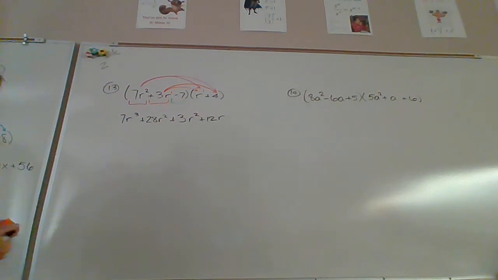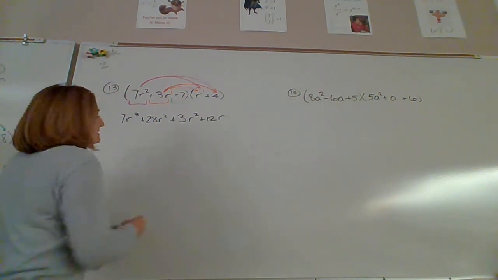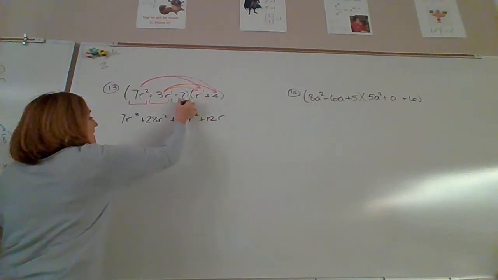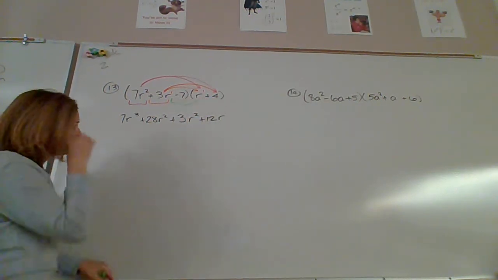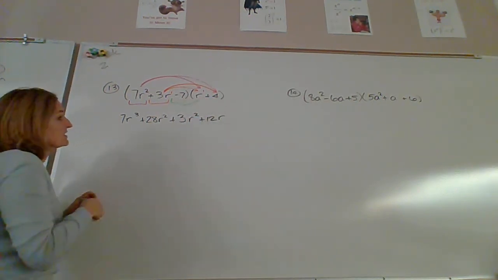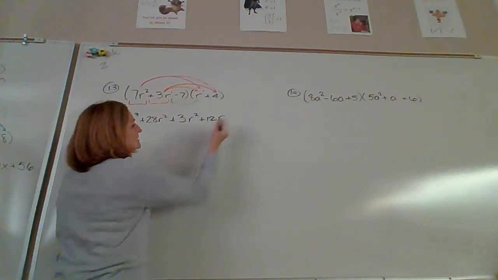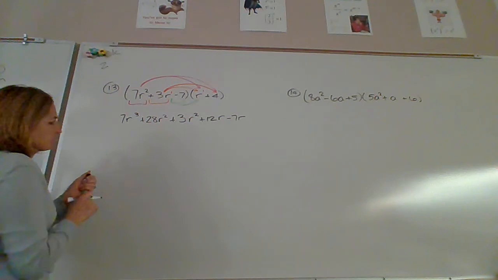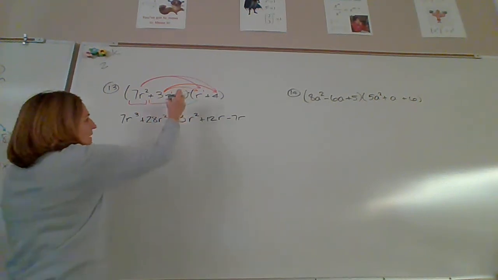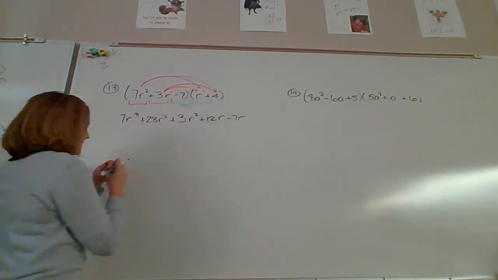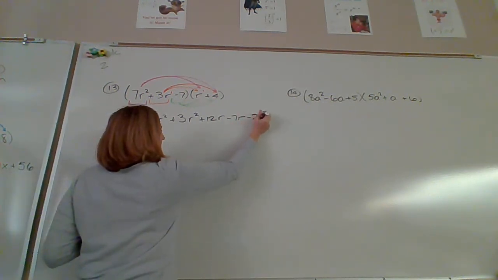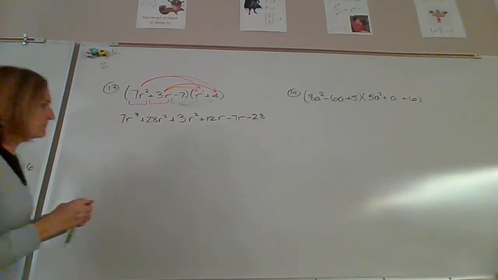One more term to distribute, and that would be the negative 7. So we take that negative 7. Remember, it's a negative. Don't lose that negative sign. And we're going to multiply it by everything in the second parentheses. So we'll have a negative 7r and a negative 28. All right, multiplication is done.